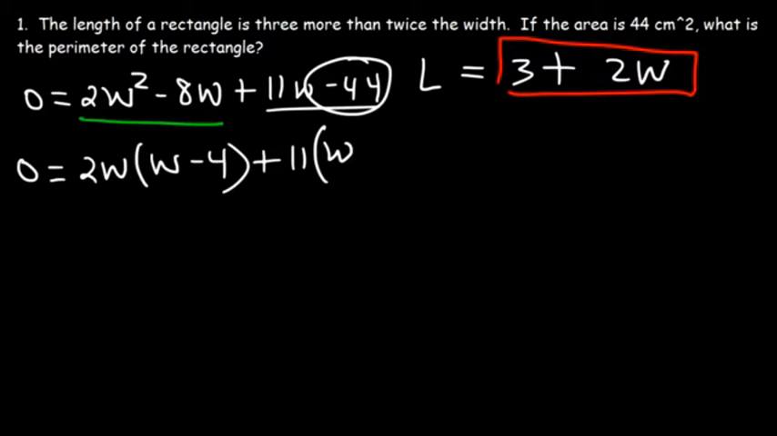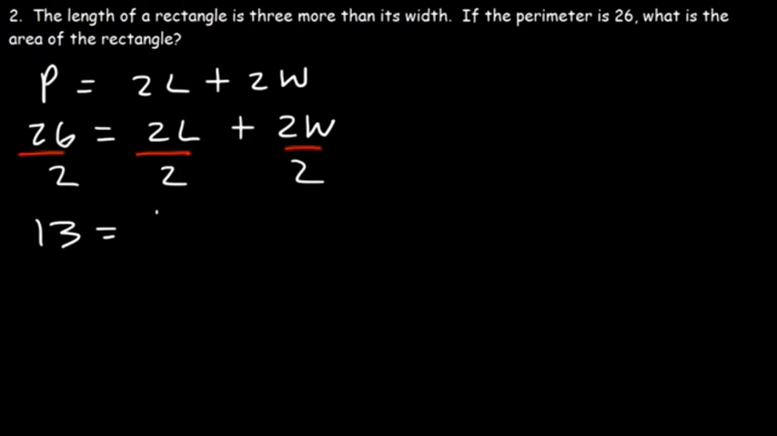Now we know the perimeter is 2L plus 2W. So 26 is equal to 2L plus 2W. Now notice that we could simplify this equation. Let's divide everything by 2. So 13 is equal to L plus W. Our goal is to find the area of the rectangle. If we could find the dimensions, if we could find the length and the width, then we could easily find the area.